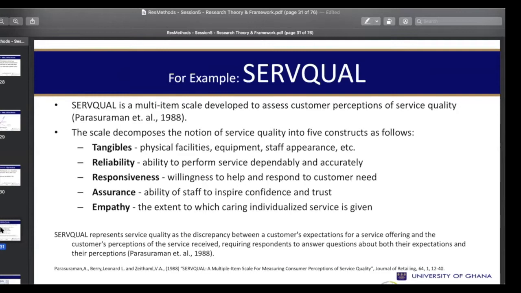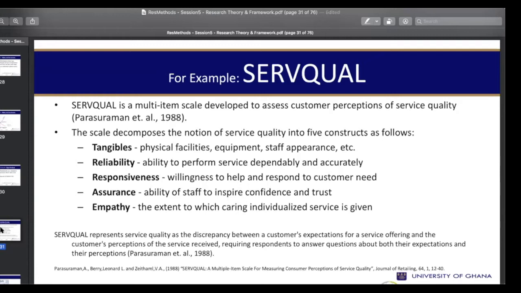And quality is an ability for somebody to offer a service that exceeds the satisfaction of the customer. So that's what we define by quality. So in quality, you are trying to exceed the satisfaction of the customer. It's not trying to meet their satisfaction, exceed it. That's where you can define quality. Now, service quality means that the customer is a multi-scale developed to assess the customer's perception of service quality. That's the SERVQUAL model, developed by Parasuraman and others, Leonard Berry and Zeithaml in 1988.